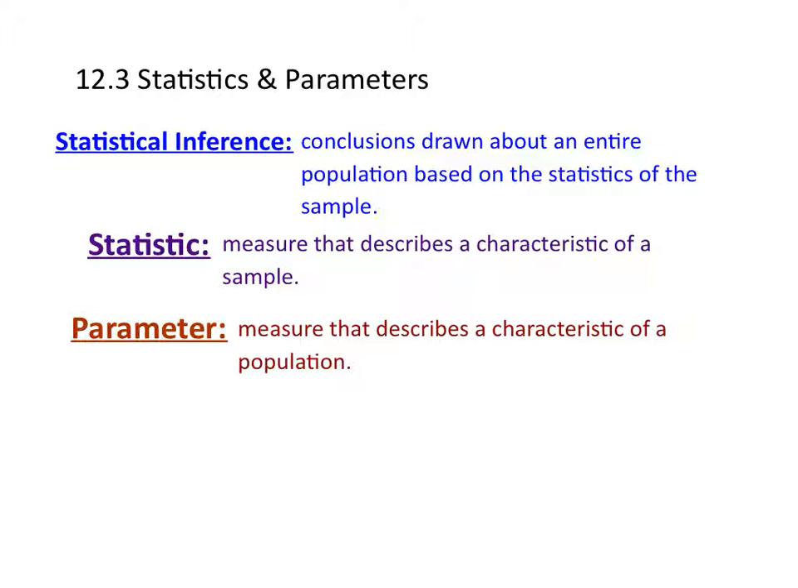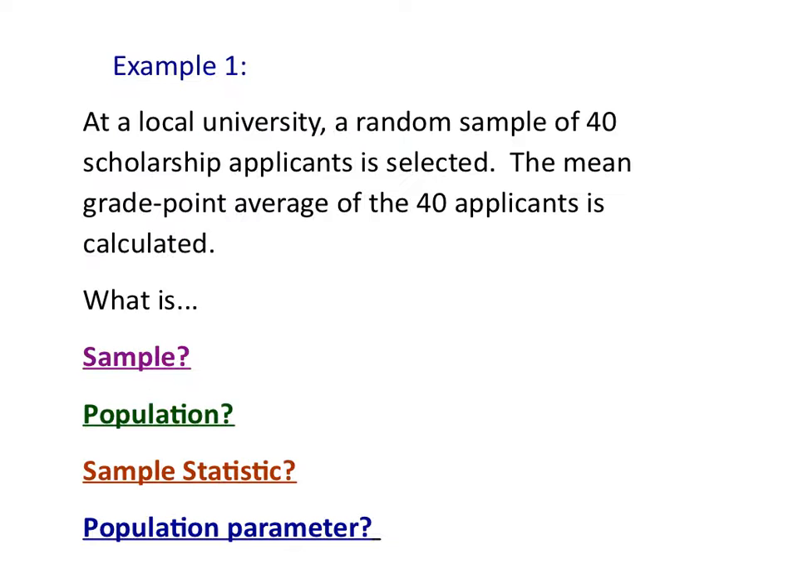Let's take a look at some new vocabulary from 12.3 Statistics and Parameters. A statistical inference is conclusions drawn about an entire population based on the statistics of the sample. A statistic is the measure that describes a characteristic of a sample, and a parameter is a measure that describes a characteristic of a population. Let's take a look at the first example.